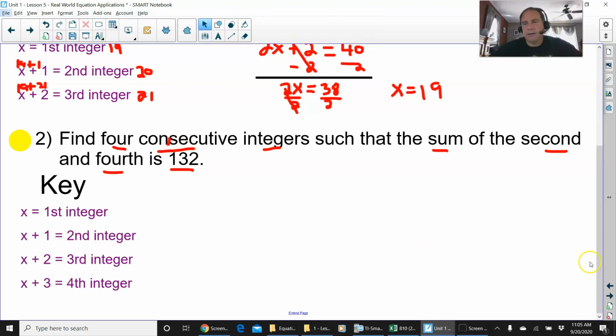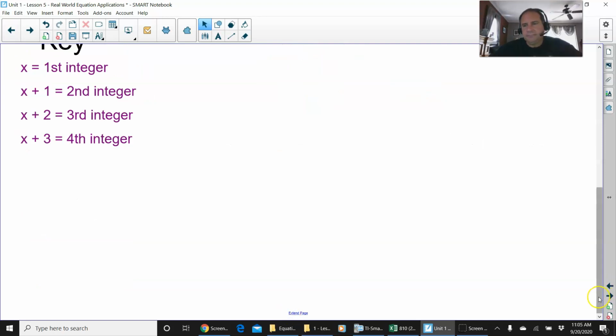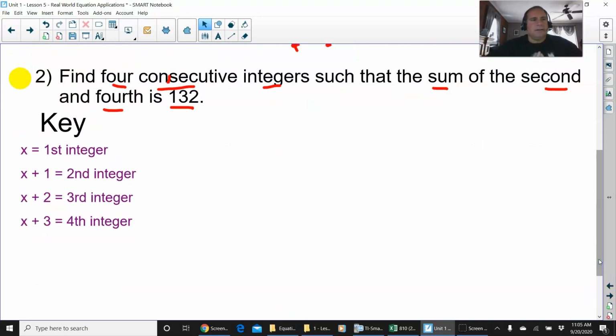Okay, so here we are, and I'm just going to extend this page. All right, find four consecutive integers, just consecutive integers. I'm not talking about odd, not talking about even, just talking about consecutive integers such that the sum of the second and the fourth is 132. So when I'm writing the key down, I'm not skipping anything. It's not x plus 2, it's not x plus 4. It is just consecutive integers, so four of them. So x is the first, x plus 1 is the second, x plus 2 is the third, x plus 3 is the fourth.